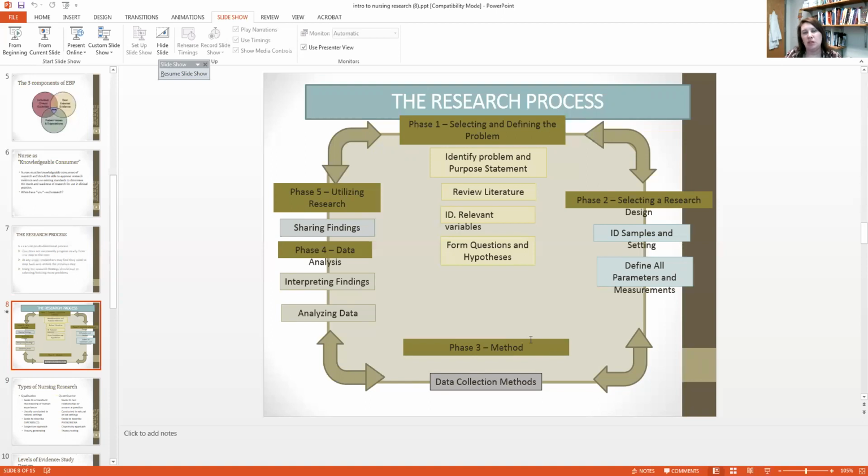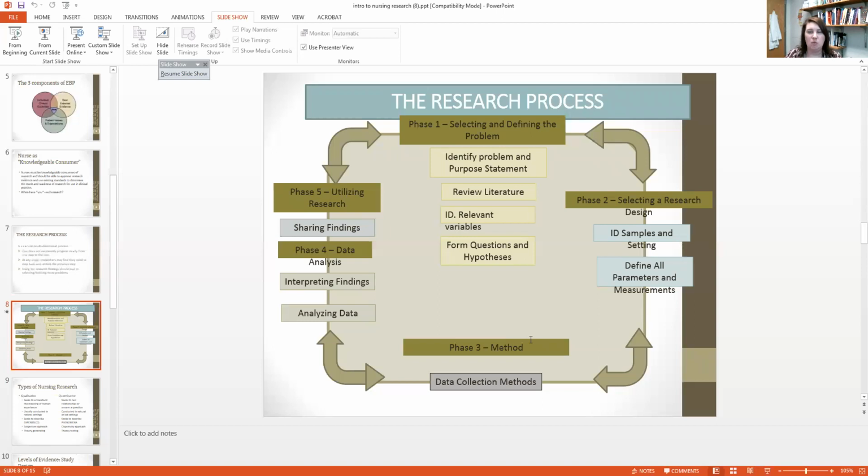Then we want to go to the literature. We are going to use CINAHL primarily for this class, and we want to be looking at the literature. What's already been done out there around our topic of interest? What are the variables that we need to take into account? And again, then forming our question or our hypothesis of what do we think we're going to find.